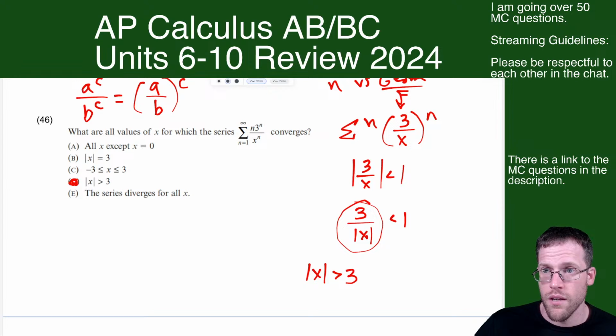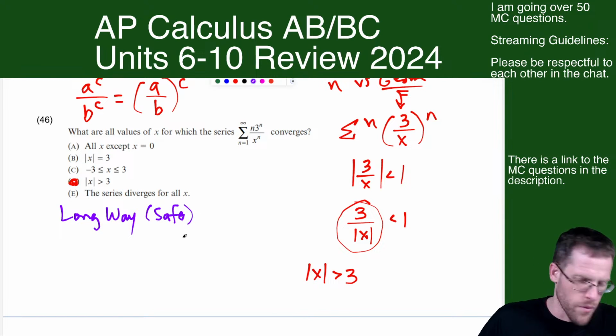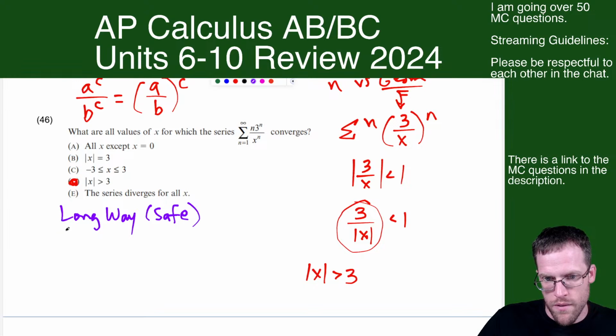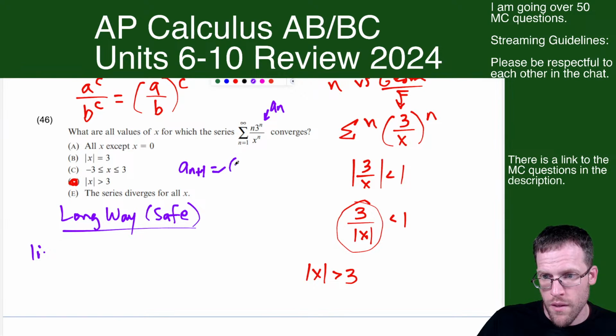The long way isn't necessarily the bad way. This is safe, but the other way has style to it. All right, the ratio test: we have to take the limit of a sub n. So we need to find a sub n plus 1, which is n plus 1 times 3 to the n plus 1 over x to the n plus 1.